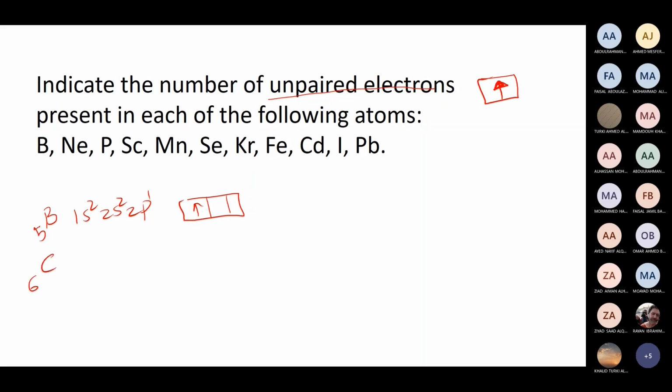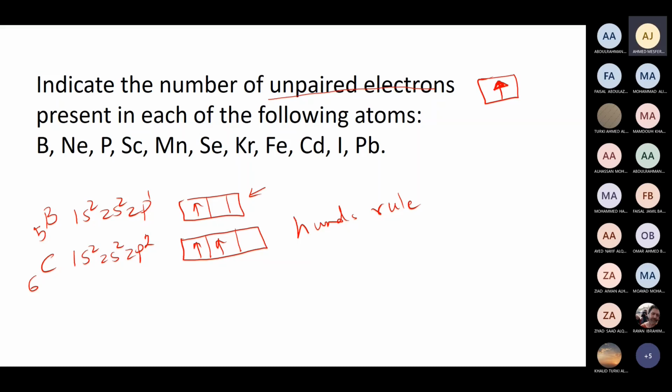Let's go to carbon, 6. What's its structure? 1s2, 2s2, 2p2. Is there going to be any unpaired electron? Yes. Why? Because we take one electron from the pair to the second room. Hund's rule, exactly. How many unpaired electrons do we have in the first one? One. How many unpaired electrons here? Two. You have to be careful with this. Good.